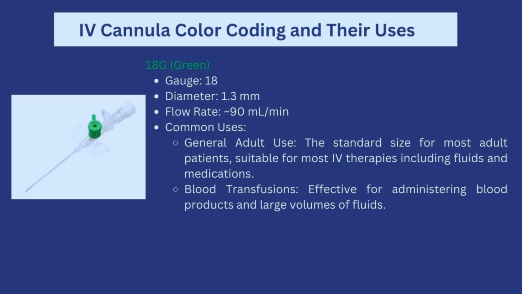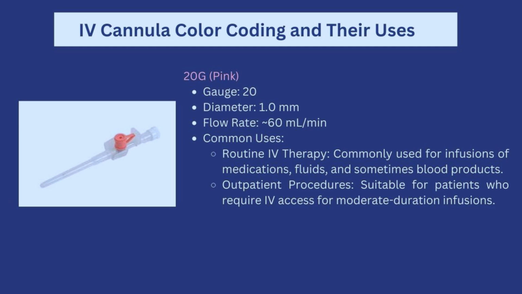We also have the pink cannula, which is gauge 20, has a diameter of about 1.0 millimeters with a flow rate of approximately 60 ml per minute. It is used for routine IV therapies and it is also used for outpatient procedures.